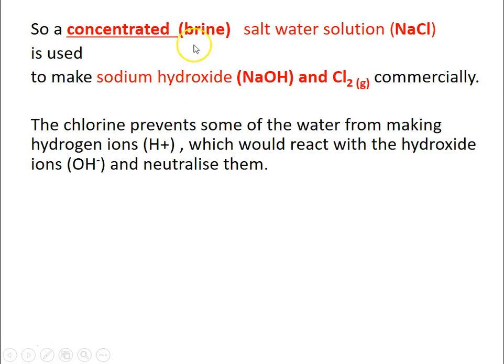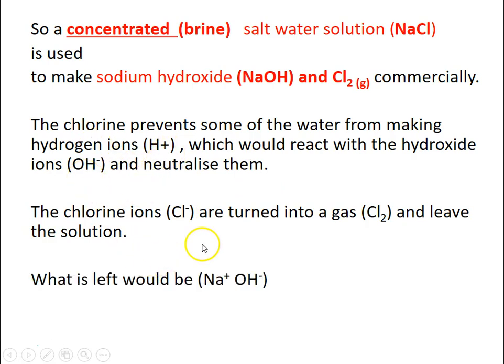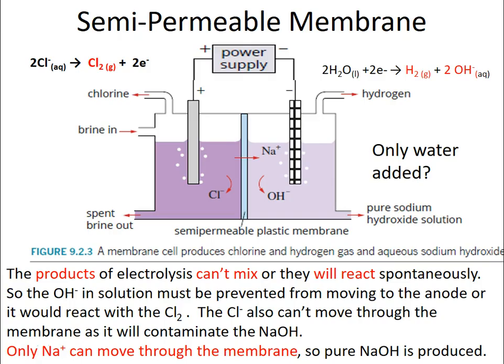So you have a concentrated saltwater solution to make the sodium hydroxide and chlorine commercially. The chlorine reaction prevents some of the water from making hydrogen ions, which would react with that, and the chlorine turns into a gas and leaves, so it doesn't contaminate it, and what's left behind is sodium hydroxide solution. So can you answer this question? Why is it important that sodium chloride solution be concentrated when producing sodium hydroxide?